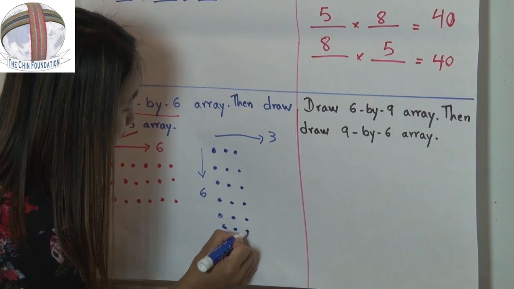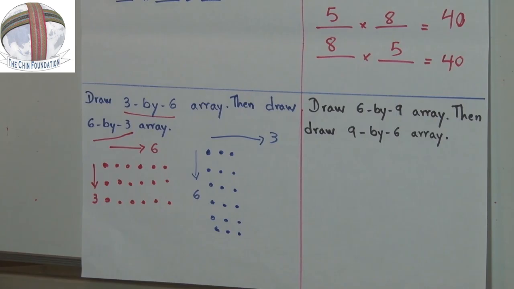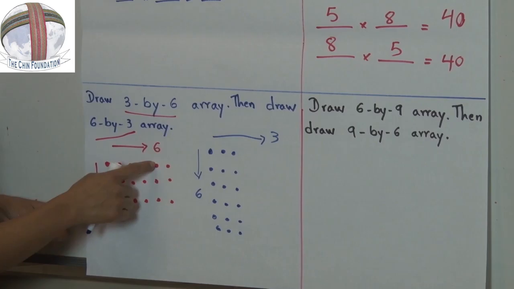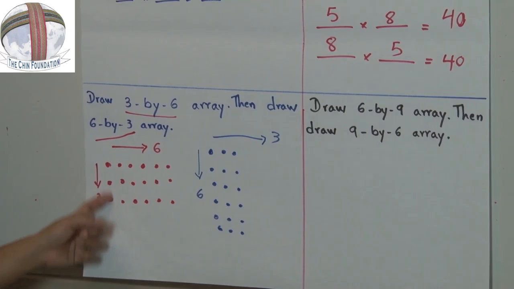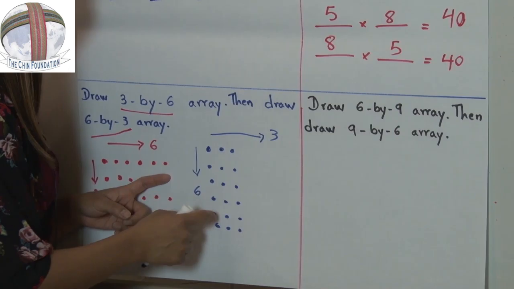But the answer is the same because 6 times 3 and 3 times 6 is the same. Look, the answer is 1, 2, 3 up to 18. This is 18. Counting again, 1 to 18. They both are 18. That means they are the same.